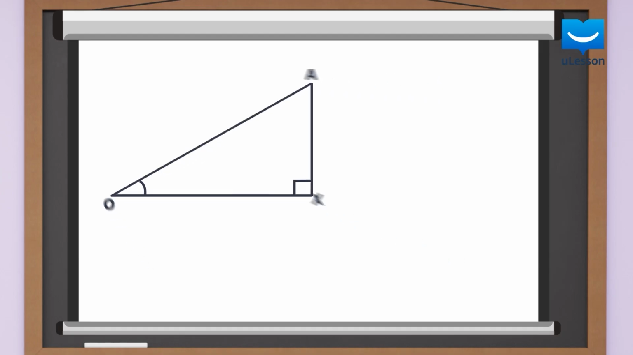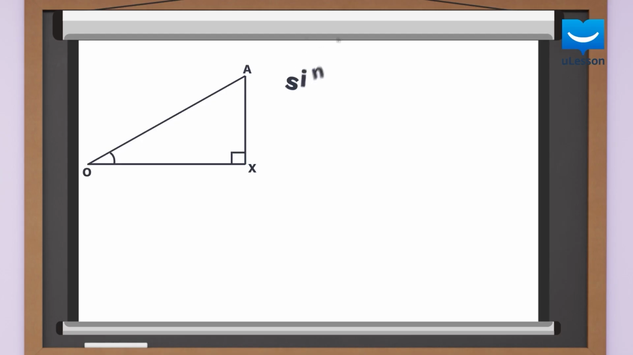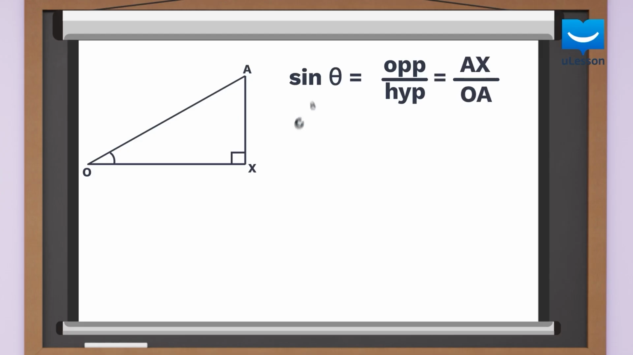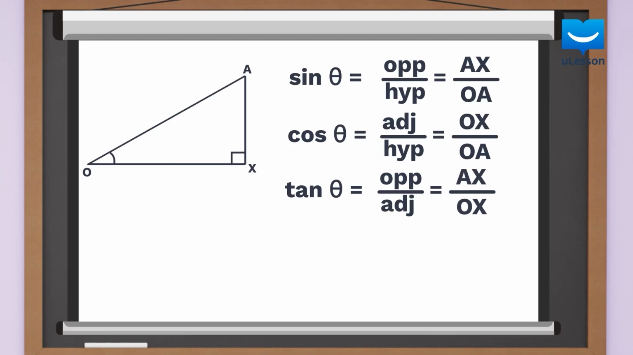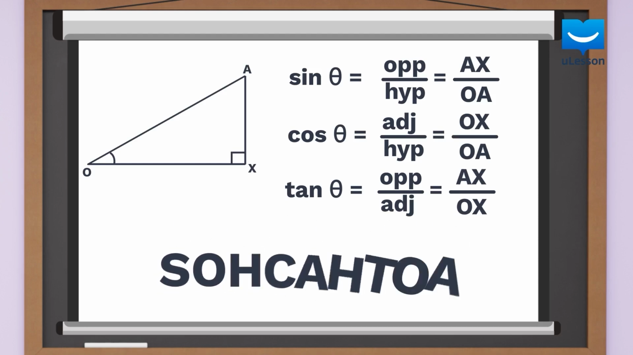We know from the basic trigonometric ratios that sine theta is equal to the opposite over the hypotenuse, which is AX over OA. Cos theta is adjacent over the hypotenuse, which is OX over OA. And tan theta is the opposite over adjacent, and this is equal to AX over OX. To remember the values of these ratios, we use SOHCAHTOA.